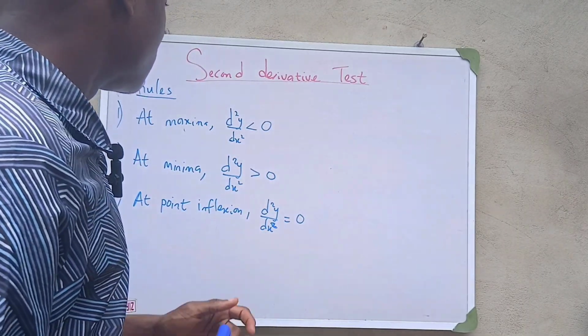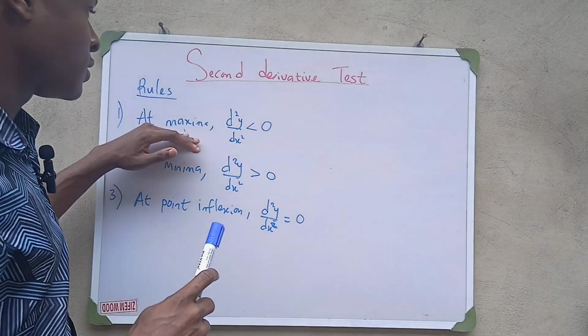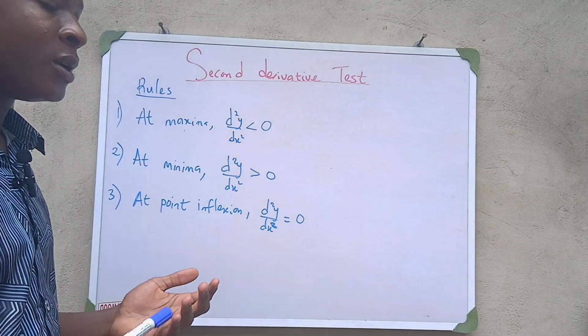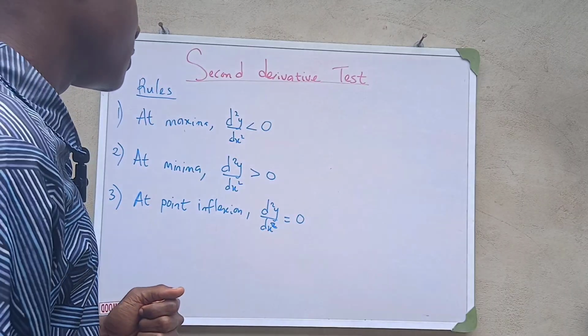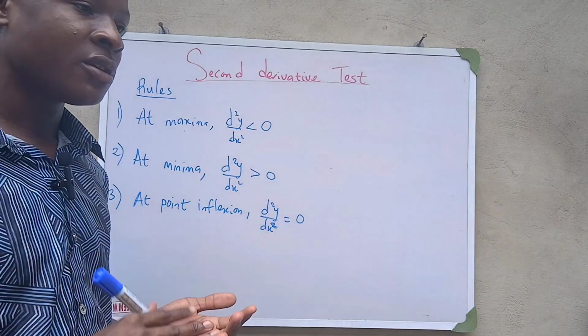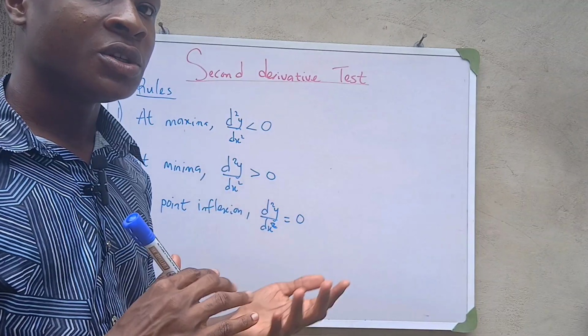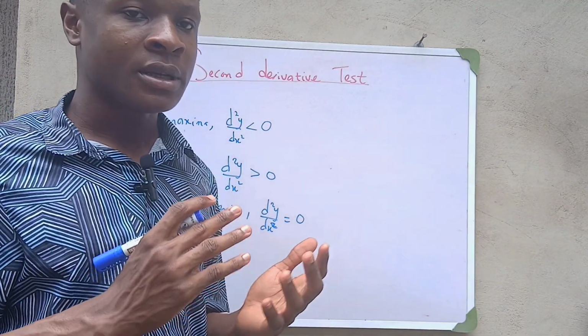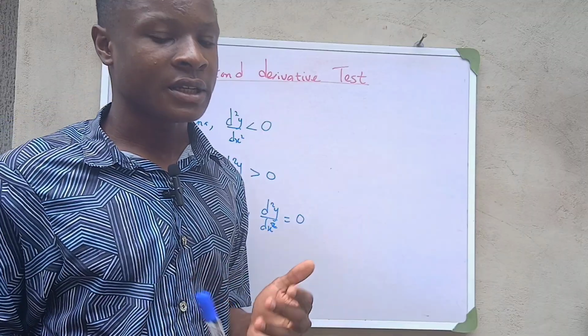So these are what we can use to determine if a turning point is a maximum, a minimum, or a point of inflection. Anytime you are using the second derivative test, you have to know this to be able to solve. I'm going to be showing the step-by-step process you can use to solve the second derivative test.